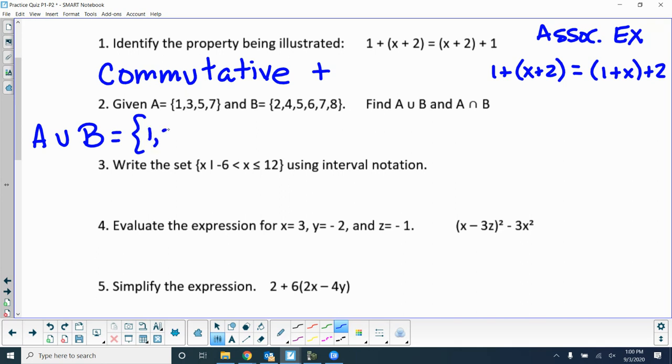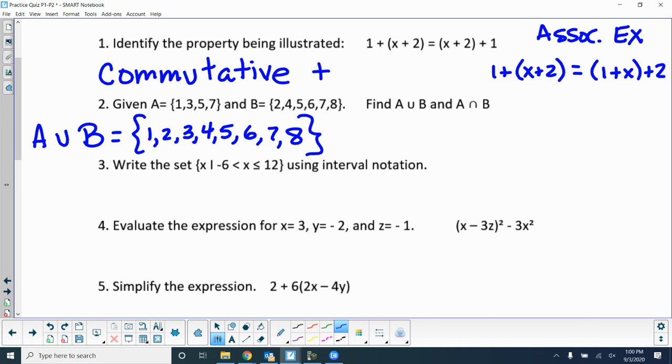So I see a 1, a 2, 3, 4, 5, 6, 11, and 8. If something shows up more than once, you don't have to write it more than once. If it shows up, you just write it down. That's union, putting together the two sets.